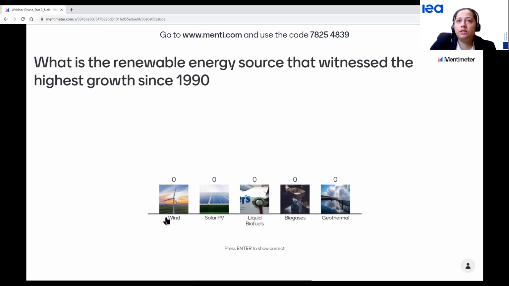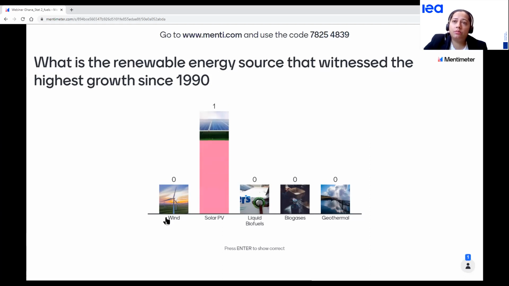So next question. So here, what is the renewable energy source that witnessed the highest growth since 1990? Is it wind, solar photovoltaic, liquid biofuels, biogases, or geothermal? So since 1990, which renewable energy source witnessed the highest growth?